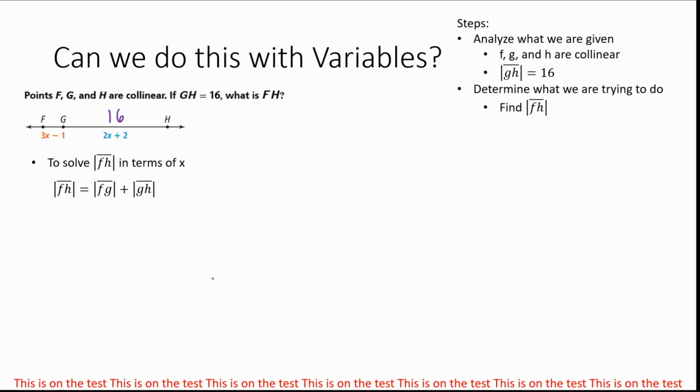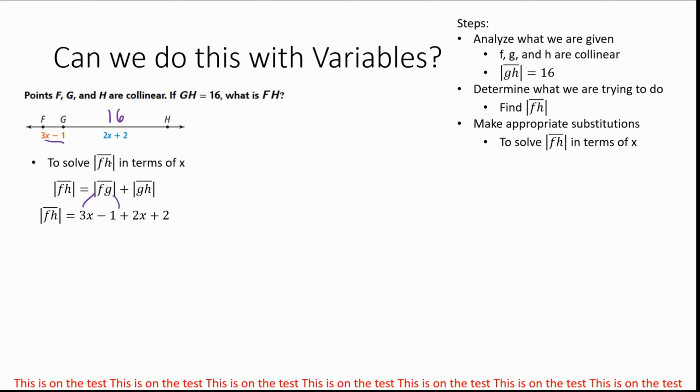Well, is that true? FG has a terminating point that is also the originating point of GH, so the segment addition postulate will in fact work here. So let's see what that looks like. Well, I can make relevant substitutions. FG is 3x minus 1, and GH is 2x plus 2. Note, we're looking for this in terms of x. So if we simplify that, 3x plus 2x is 5x, and negative 1 plus 2 is positive 1. So just in plain terms of x, the length of line segment FH is 5x plus 1.